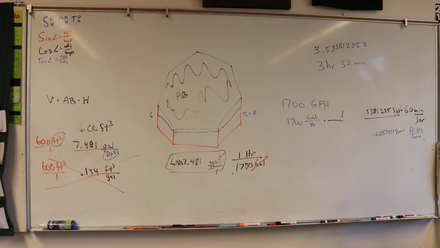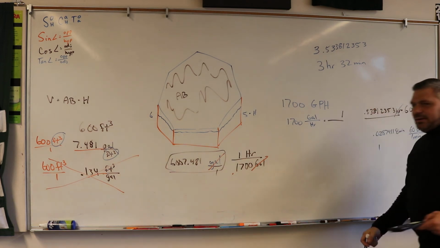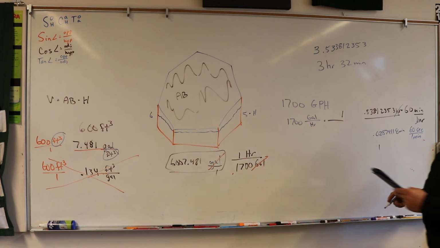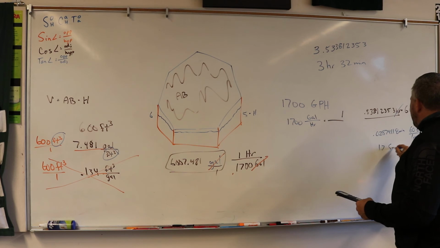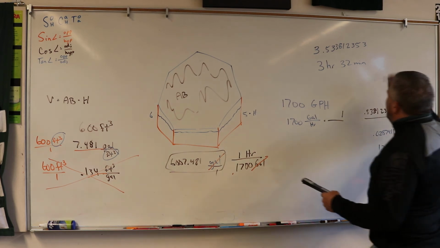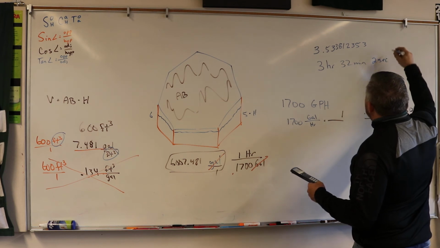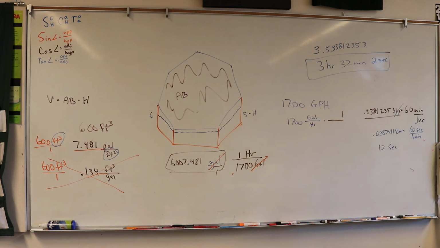Times 60 equals only 1 second. But that still seems right. I mean, it's small. Actually, 1.7 seconds. And because this is in seconds, I'm going to round off and go 2 seconds. And that, my friends, is the answer to that problem.